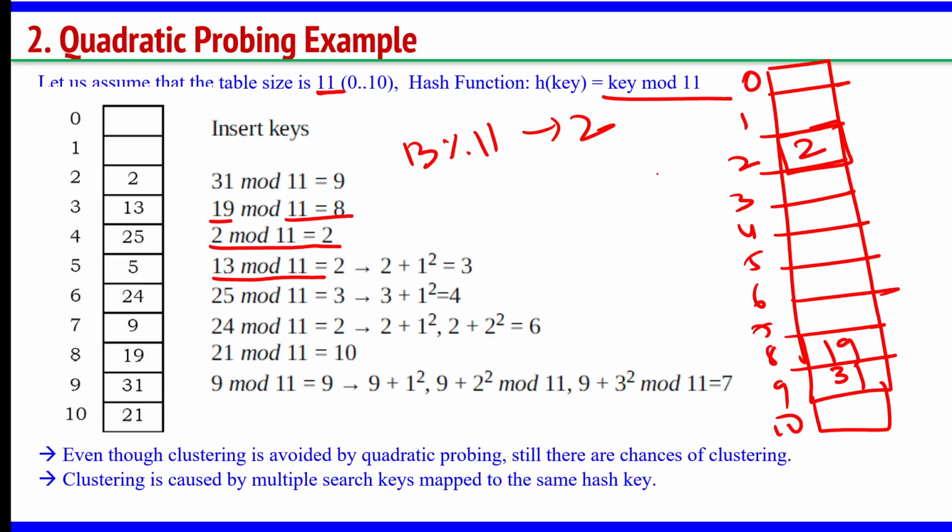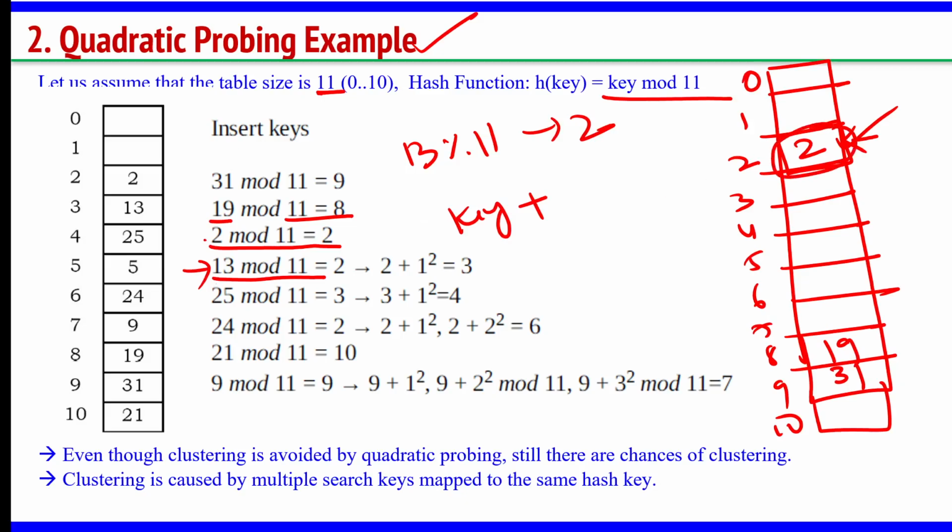Then you have to find out the rehash value. In quadratic probing, what is my rehash value? Rehash value is key, okay, plus how many collisions happened now? This is the first occurrence, right? Only one collision happened, right? When I inserted 2, 2 is already here. When I came with 13, I could see there is one element.